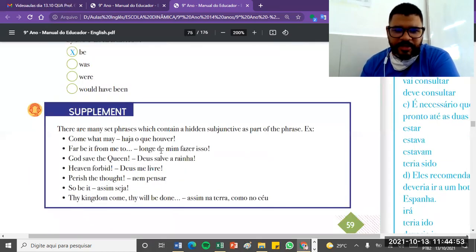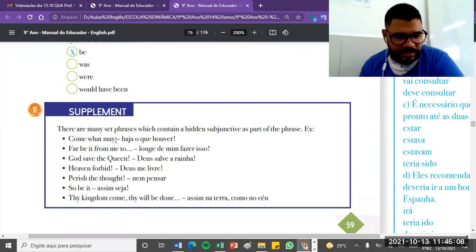Olha aqui, é o que a gente tinha falado, né? Thy kingdom come, thy will be done. So be it, perish the thought, heaven forbid. God save the queen, far be it from me too, come what may. Então, essas expressões são bastante interessantes e é importante que vocês pratiquem elas.